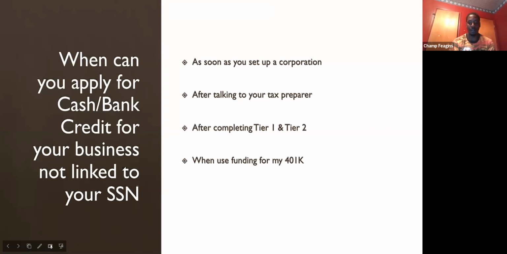Hold on. Don't look at it, y'all, because my screen moving a little slow. All right. Now, when can you apply for cash or bank credit for your business not linked to your social security number? 1, as soon as you set up a corporation. 2, after talking to your tax preparer. 3, after completing tier 1 and 2. 4, when using funding from my 401k.